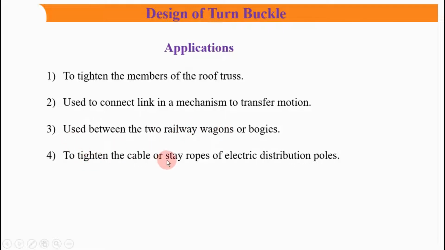The next is to tighten the cable or stay ropes of electric distribution poles. In electric distribution, we need to distribute electricity to many different places from one storage place. Suppose the load dispatch center, LDC, is there, and the area where you need to provide electricity is at a large distance from it. At that time you need to run electricity poles and cables to that particular place. In that case the turnbuckle has a very important application: it is used to tighten the cable and stay ropes of those electric distribution poles. So these are the important applications of the turnbuckle, and I think this will be helpful for you.